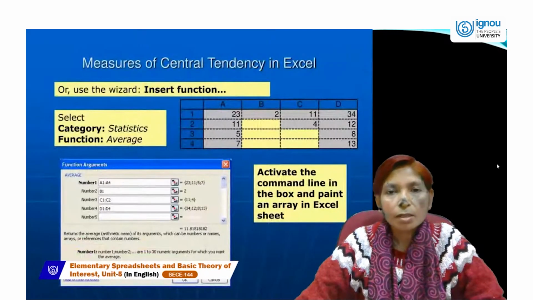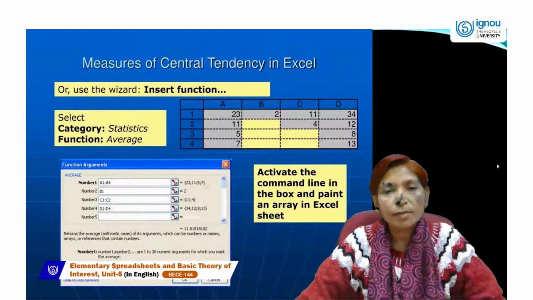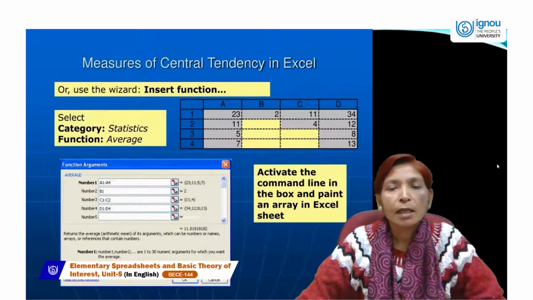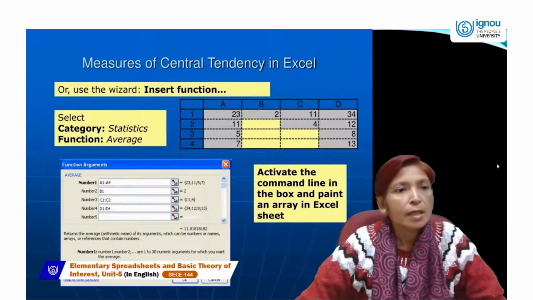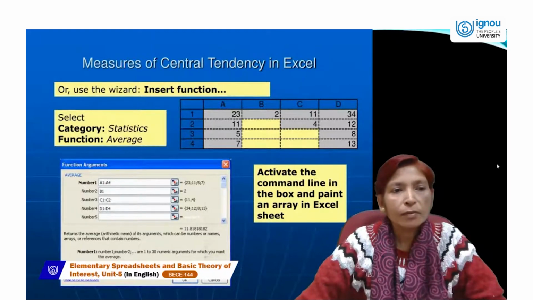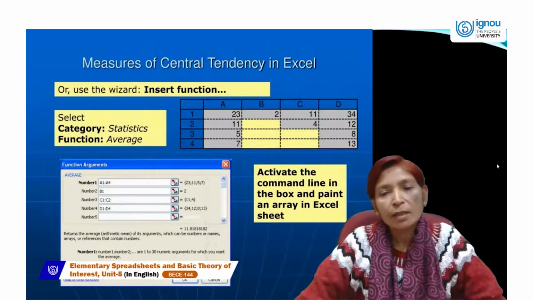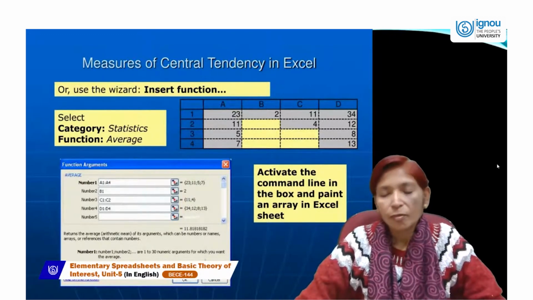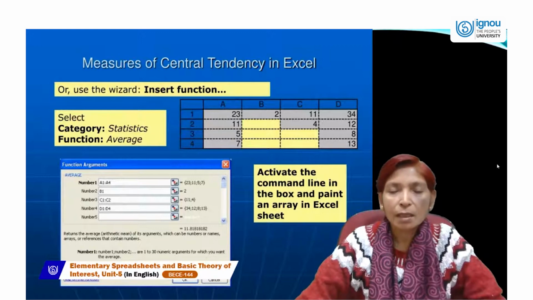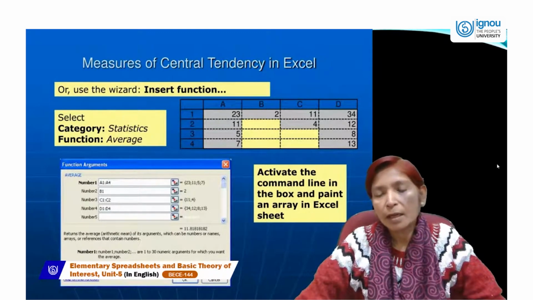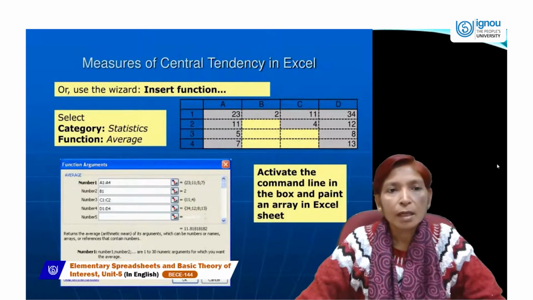Next is measures of central tendency. There are other forms also. We know that here we can use mean, median or mode. So use the insert function. In this, firstly we will put the data from which we have to estimate mean, median or mode. Then we can activate the command line in the box and select an array in the Excel sheet.